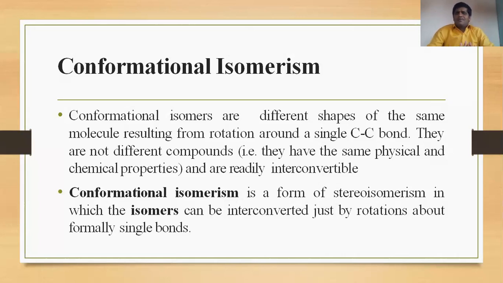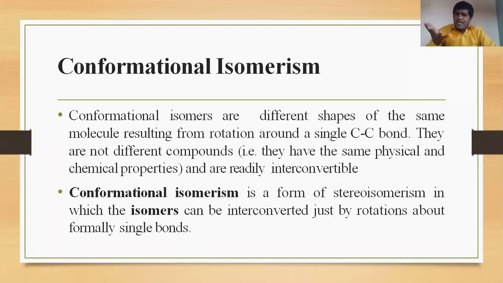They have the same physical and chemical properties, and they are readily interconvertible because they rotate around the single bond. That's why the chair form easily converts into the boat form, or the eclipsed conformation converts into the staggered conformation, with only a small amount of energy. Okay, that is the major point I have discussed here.